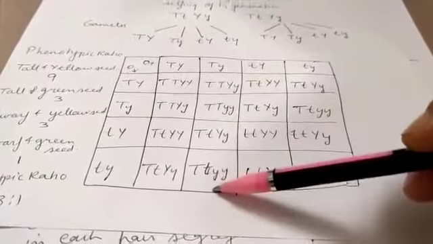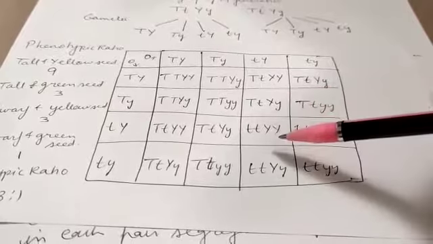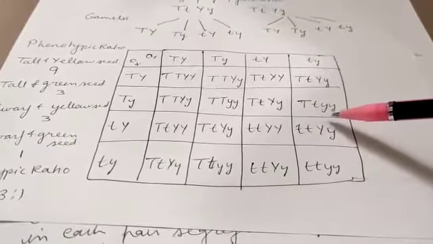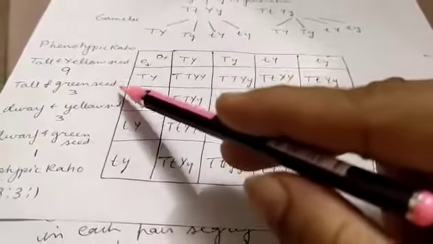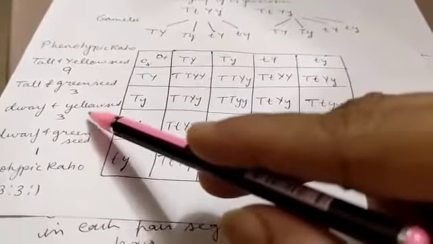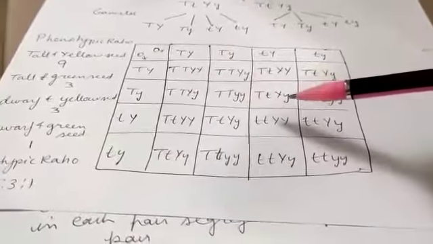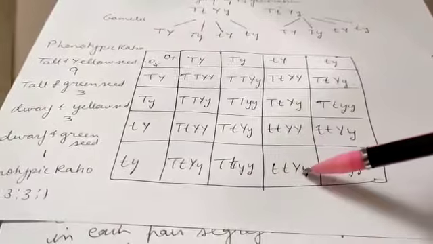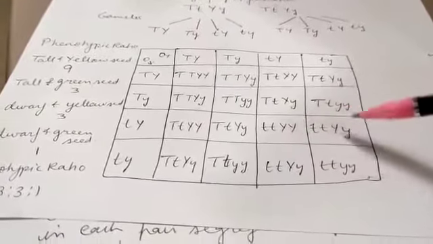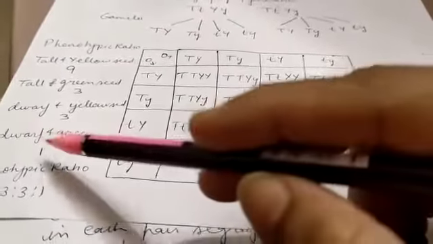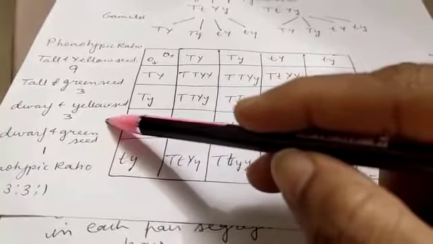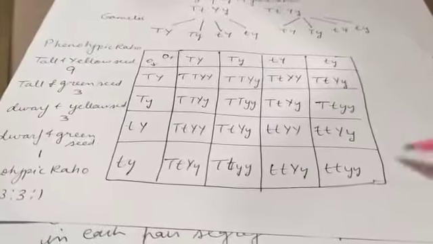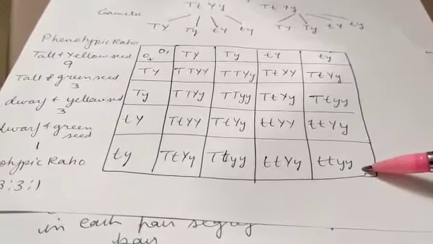1, 2, 3. So how many tall and green? 3. Then comes the dwarf and yellow seed. Dwarf means small t and capital Y. Small t and capital Y. You will see here 1, 2 and this is 3. So how many dwarf and yellow seeded plants? 3. And the last is what? Completely recessive character plant. That is the small t, small t, small y, small y.